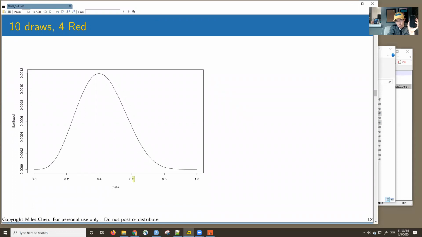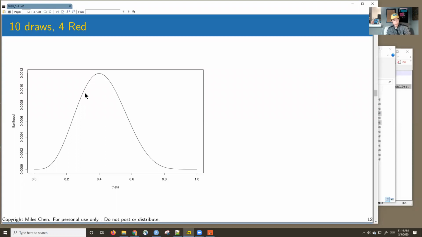If theta is 60% red, 0.6 red, then my likelihood is somewhere around here, meaning that if this is 60% red, then yeah, sure, I can draw 10 marbles and only get 4 of them to be red, okay? The likelihood is maximized when theta is 0.4. If the proportion inside this pouch is 40% red, then I have a very high likelihood. The likelihood is the highest if I assume that this is 40% red, okay? Because I drew 10 marbles, 4 of them were red. It makes intuitive sense that that's going to have the highest likelihood.